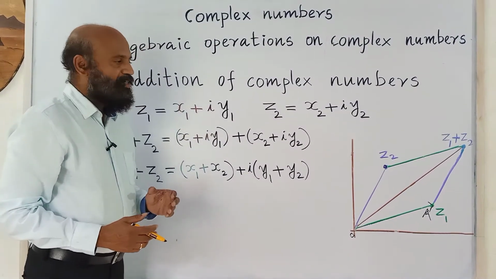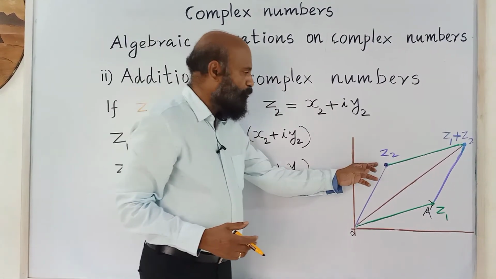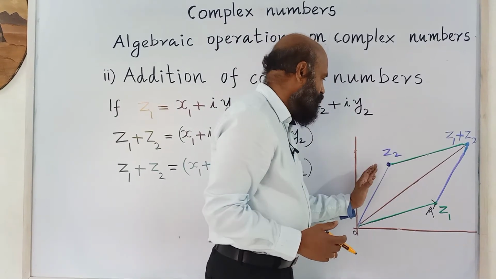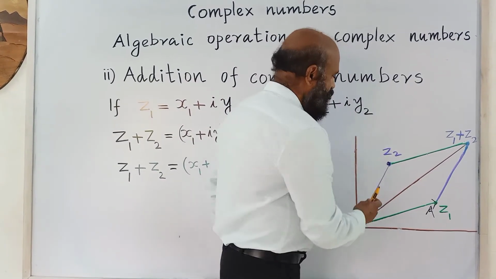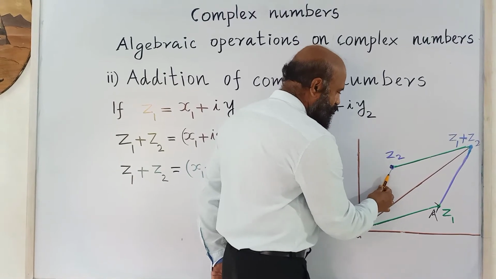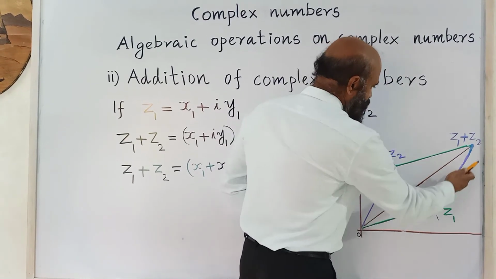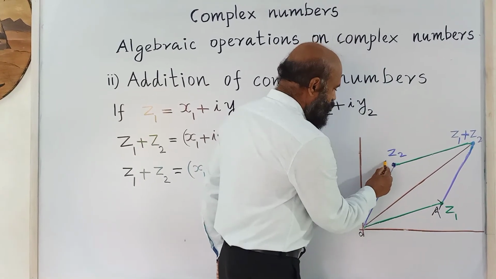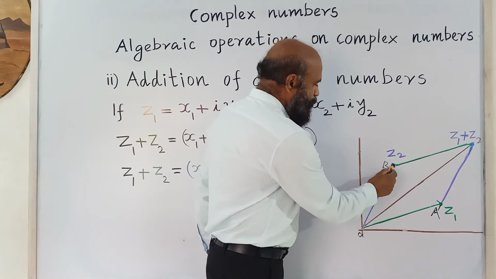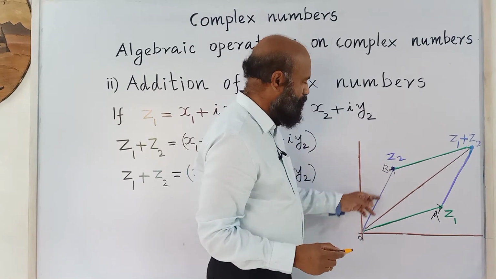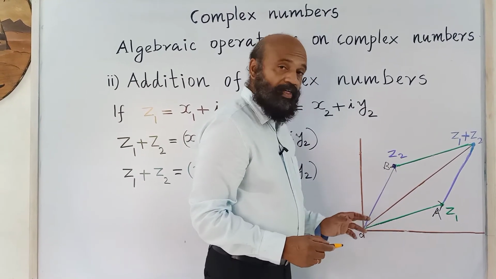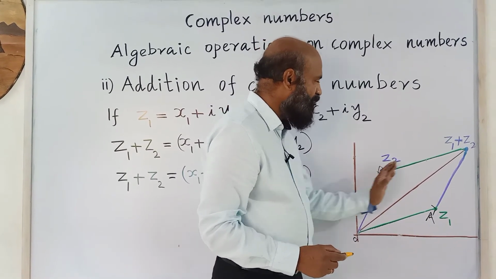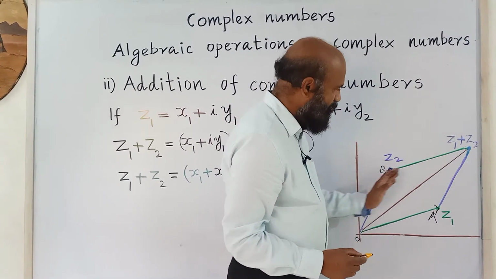Then a vector is characterized by its magnitude and direction. It is unaltered if it is shifted. Without rotation, if it is under translation, it is not changing. So this is shifted here. Now z2 is represented by the OB vector. Then a vector is characterized by magnitude and direction. Under translation, there is no change.